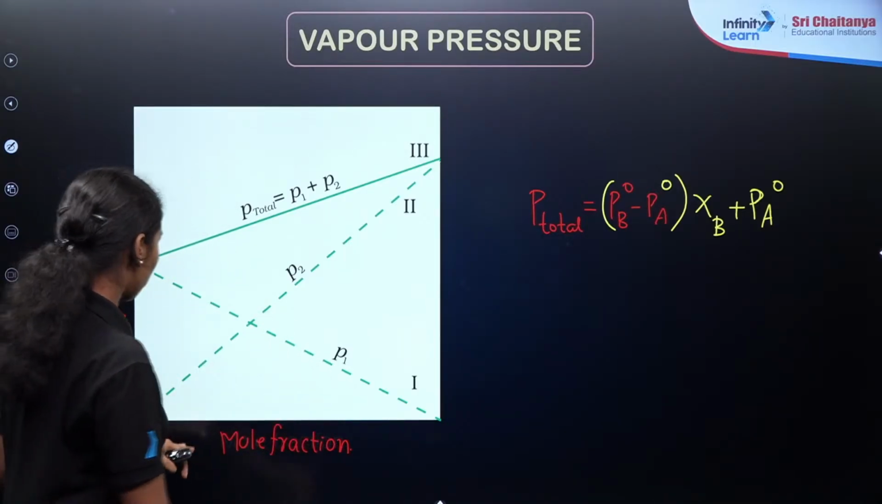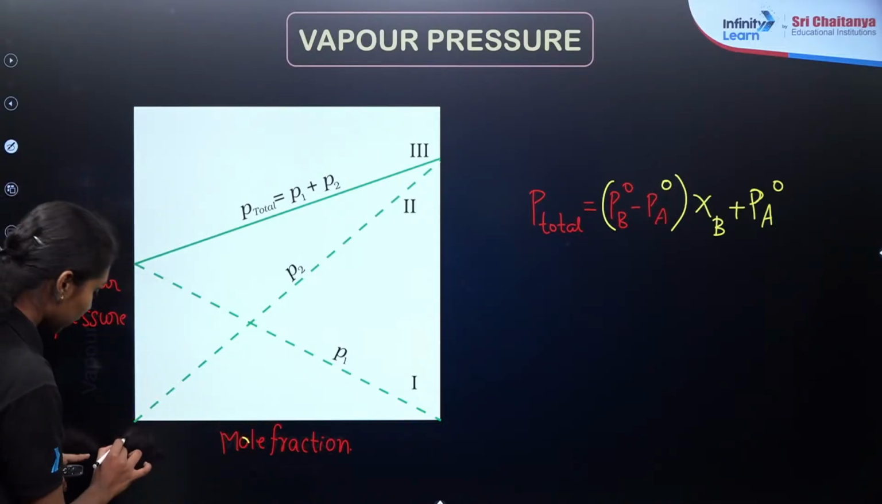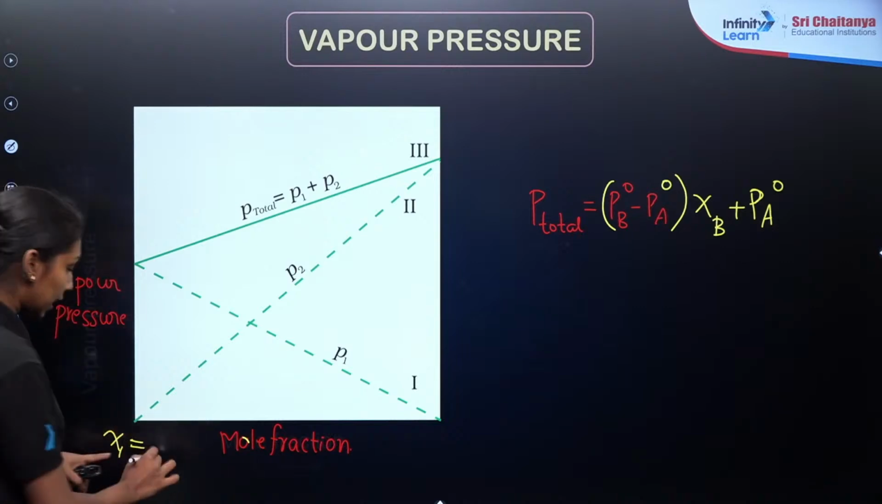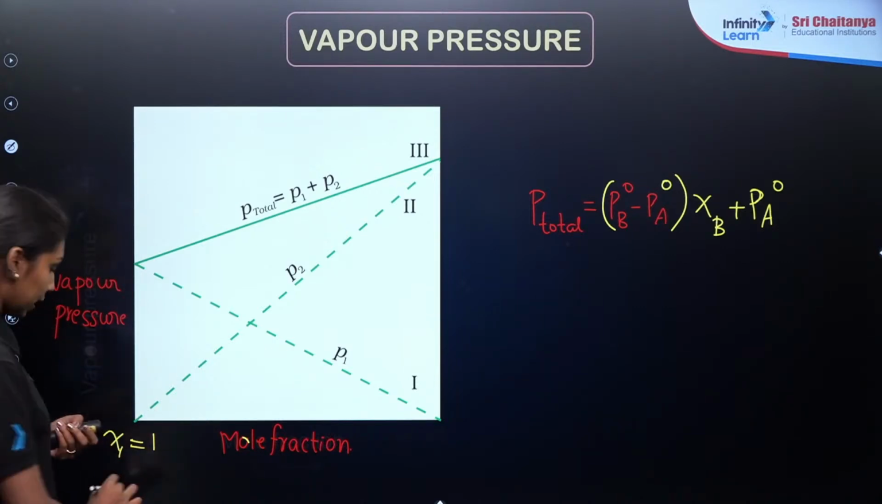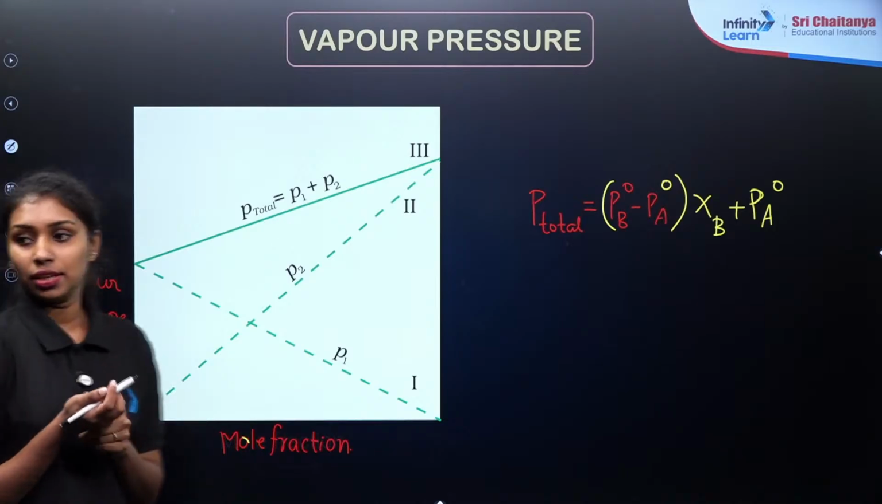Let me talk about this graph here. If I am taking the first component, in the first case, the mole fraction of the first component, chi1, is taken as 1. Then what will be the mole fraction of the second component, chi2? What will be the value of that?